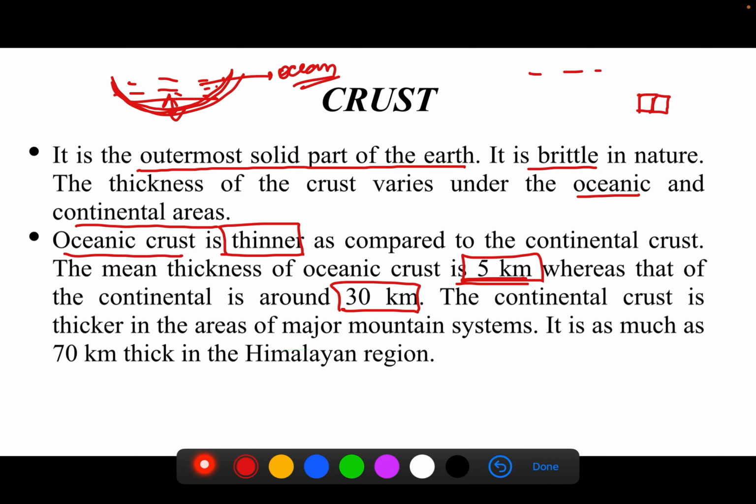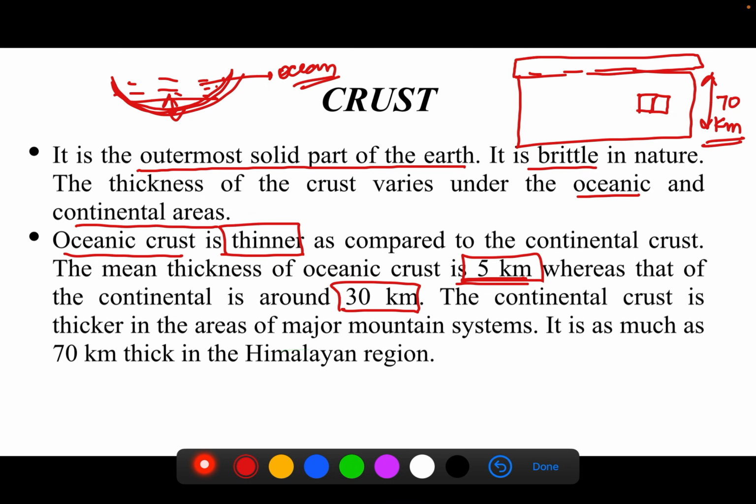However, on the continents, like for example this is Asia, we have a crust below it. Let's say below the Himalayas it is 70 kilometers. So that is the difference. The continental crust is thicker in areas of major mountain systems. It is as much as 70 kilometers thick in the Himalayan region. So now we have seen what crust is: the outermost solid part of Earth, and it is brittle in nature.